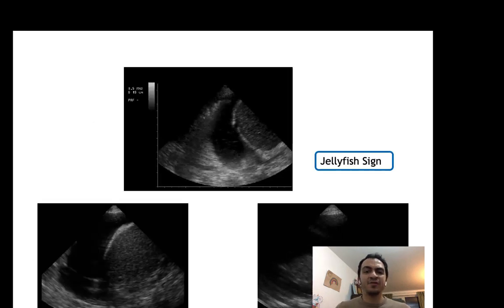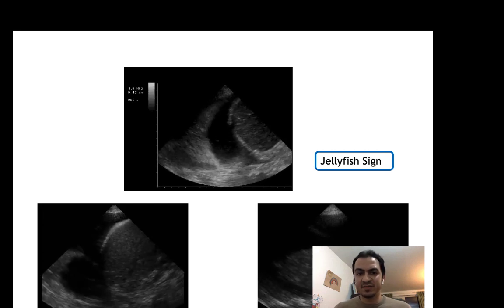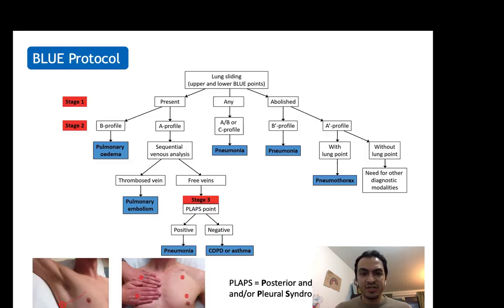And these are other different causes of compressive atelectasis with the typical jellyfish sign. So here comes the importance of protocols. So there are several protocols which utilized the use of lung ultrasound to manage patients in the emergency and intensive care settings.